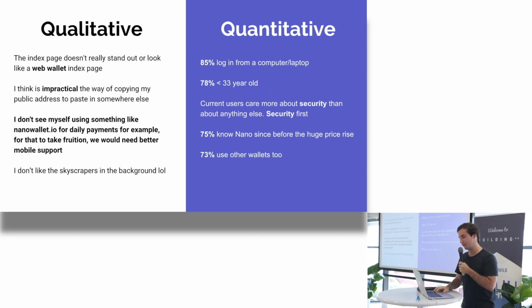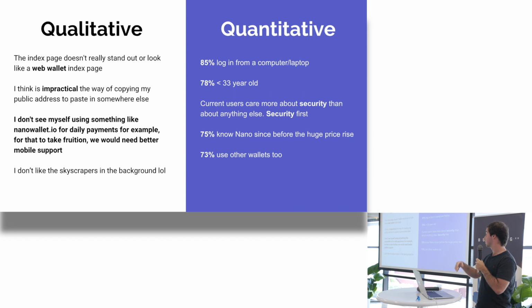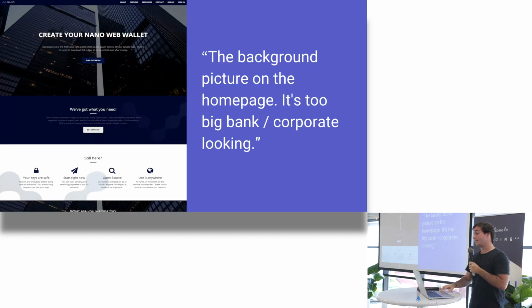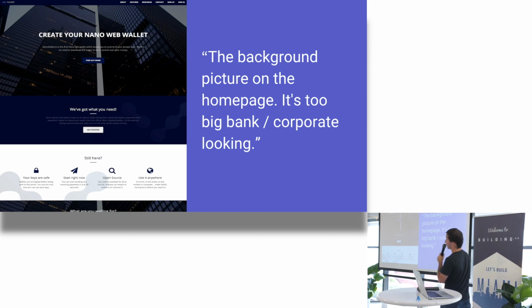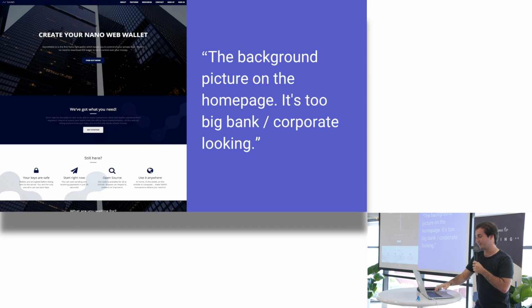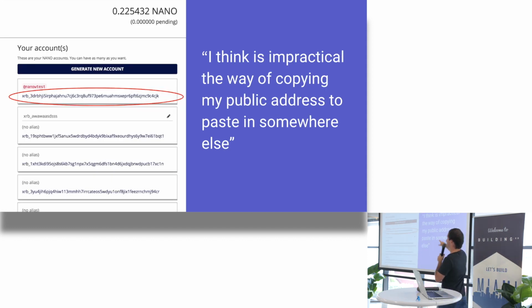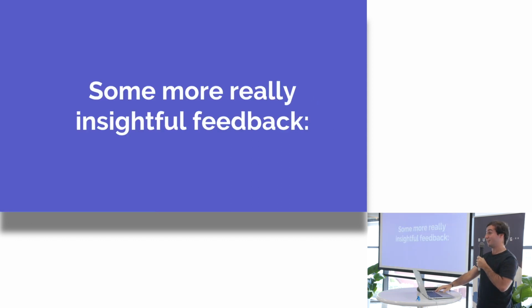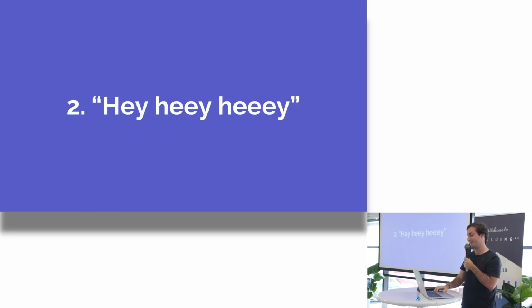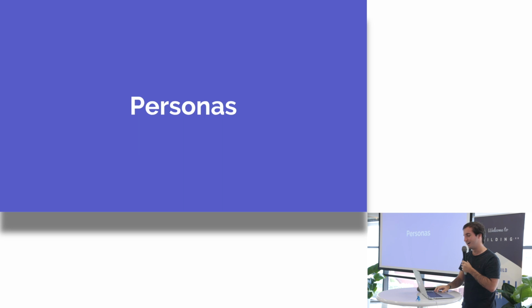Quantitative data: people are young. Users care more about security than other stuff. They all use other wallets apart from Nano Wallet. The background picture on the homepage is too big bank corporate, and crypto is not intended to be like big bank and corporate, so bad thing. I think it's impractical the way of copying the public address. And then I got some really insightful insights.